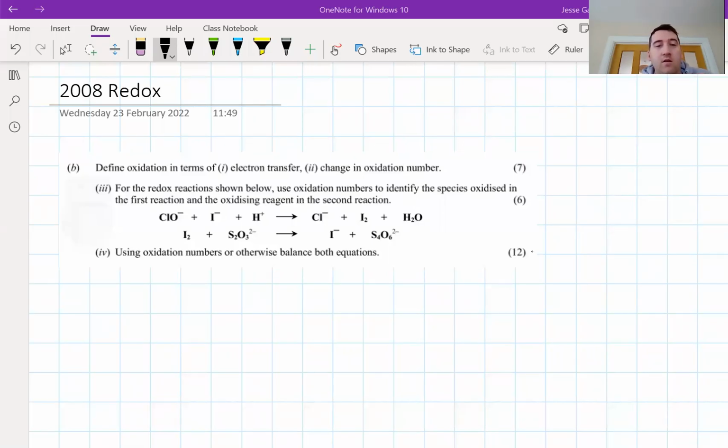In this video, we're going to take a look at the 2008 Leaving Cert Chemistry question that came up on Redox. Now, this is a half question. It's about 25 marks. It looks pretty tiny when you just look at it head on, but if you count up the marks, it is 7 and 6 and 12.